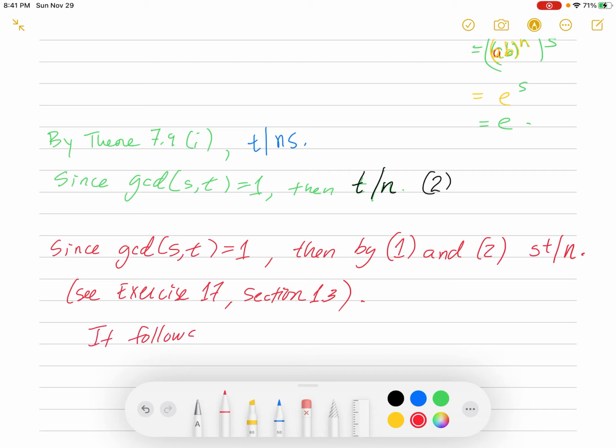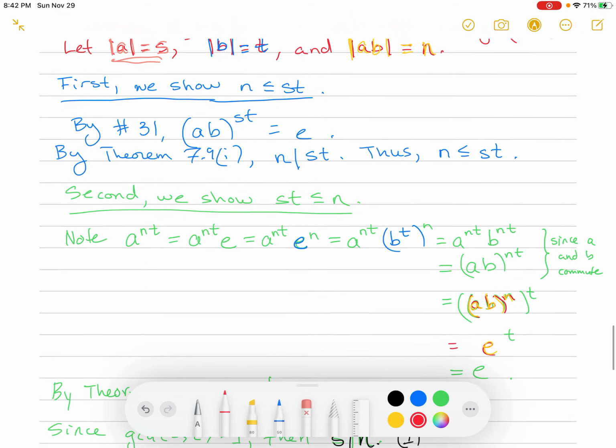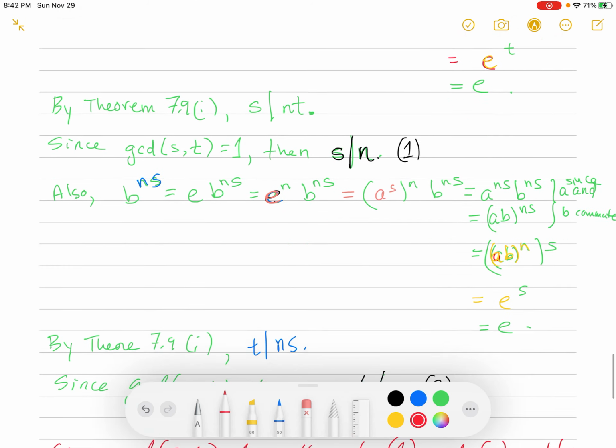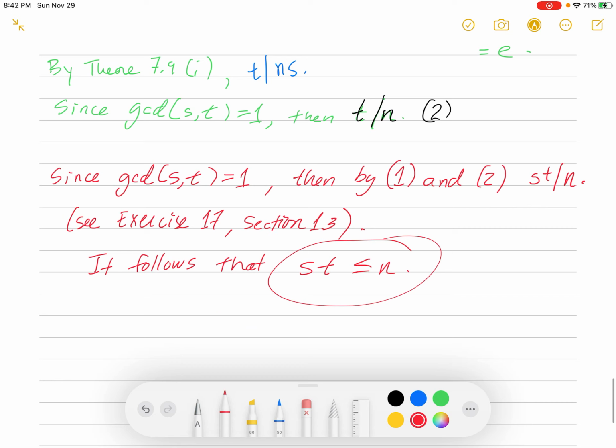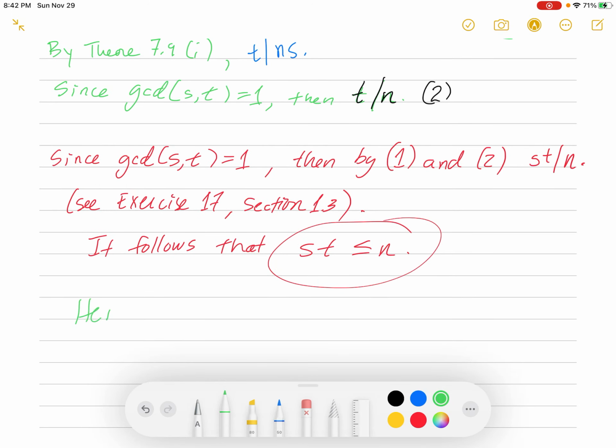Okay. So note we have S times T divides N. S, T, and N are all positive, so it follows that ST must be less than or equal to N. So earlier we proved that N is less than or equal to ST. Now we proved ST is less than or equal to N. So hence, ST equals N, or N equals ST. That is, the order of AB, that's what N was, equals the order of A, which was S, times the order of B, which was T. That's the proof. This is a pretty useful fact when calculating orders of elements that are mixed together.